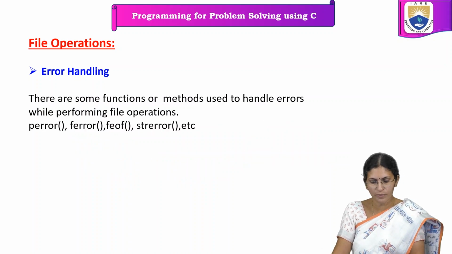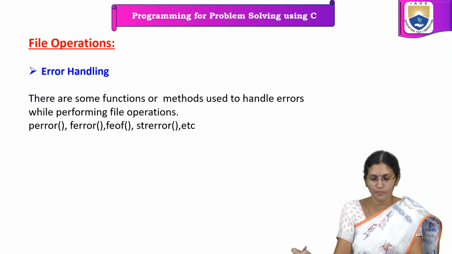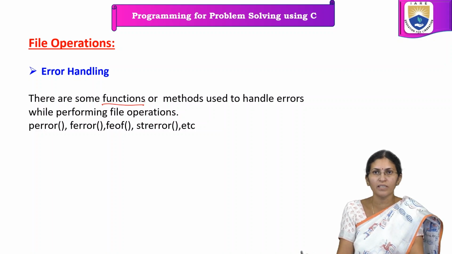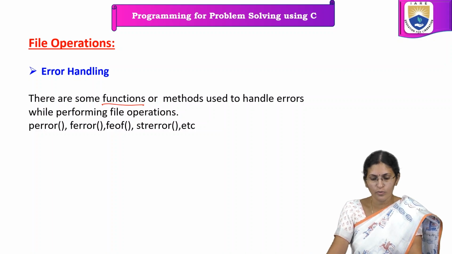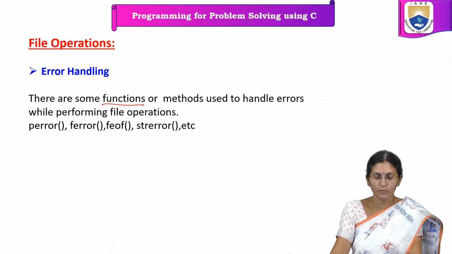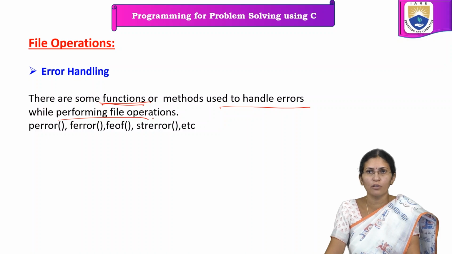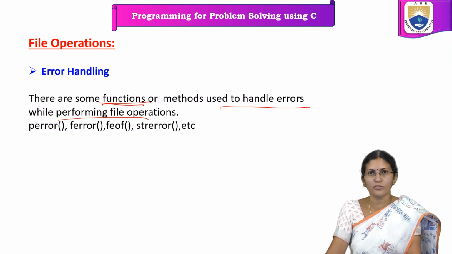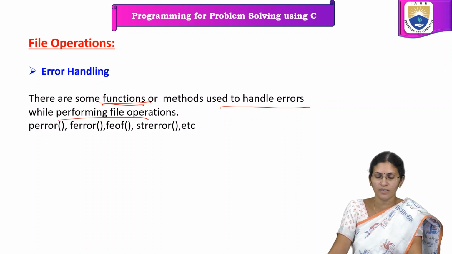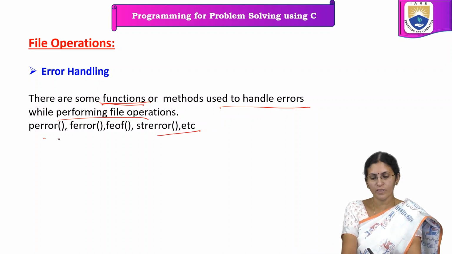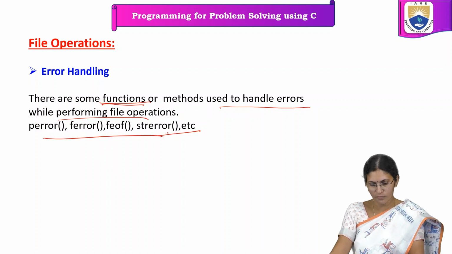Apart from these functions, by checking the return value of these functions, we can tell what type of error it is. There are some other functions or methods which are used to handle errors when performing file operations. These are the different functions: the first one is the perror function, next the ferror function, next the feof function, and the last one is the strerror function. There are some other functions also.